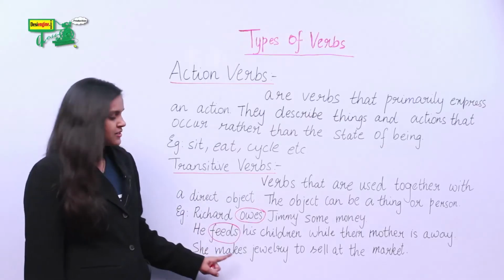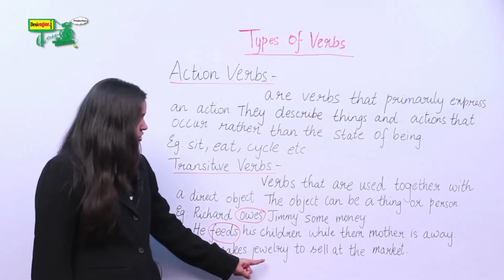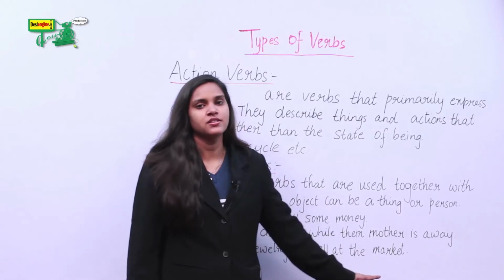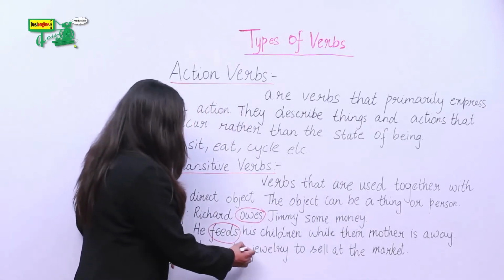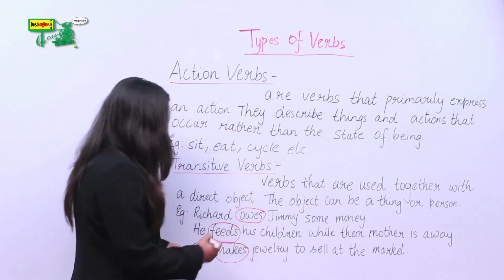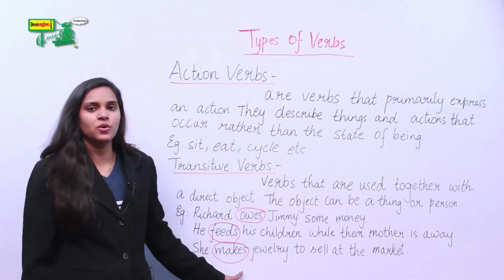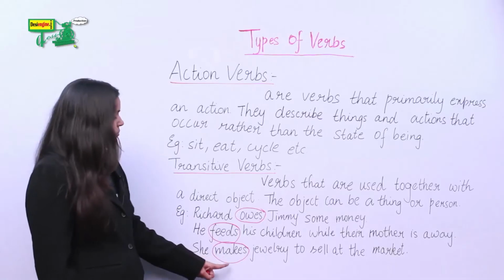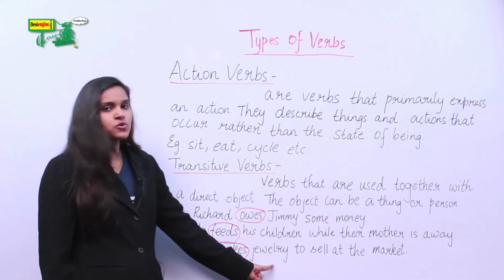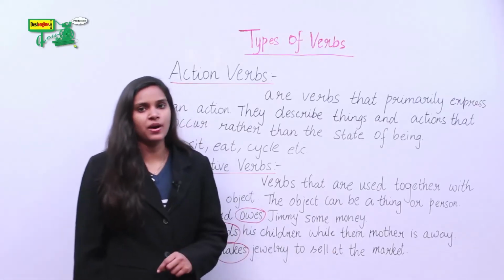Third sentence. She makes jewelry to sell at the market. Here, the verb makes answers to the question what. Makes what? Jewelry to sell at the market.